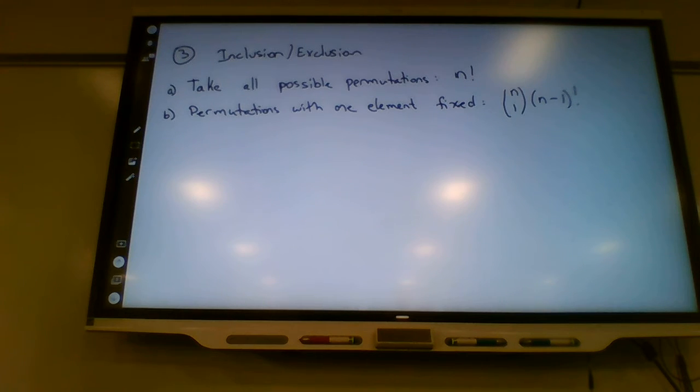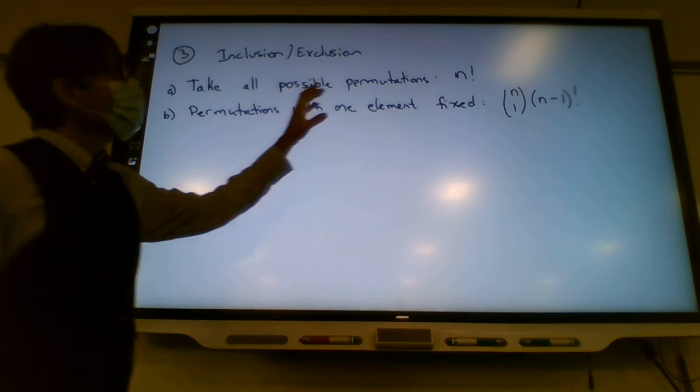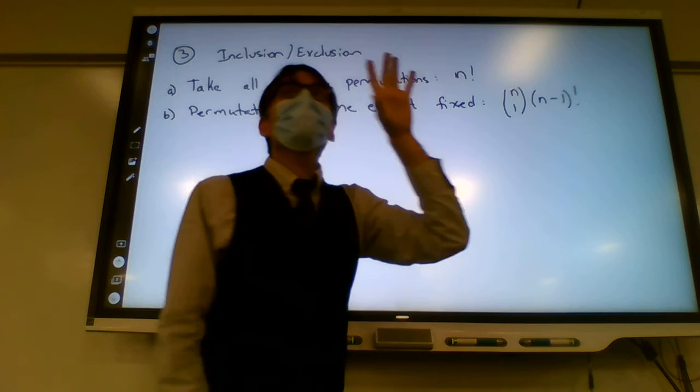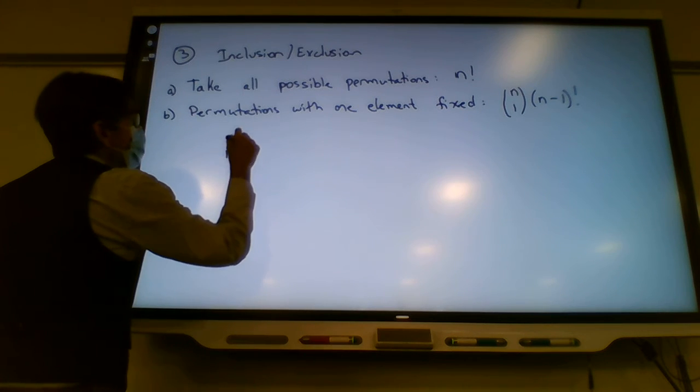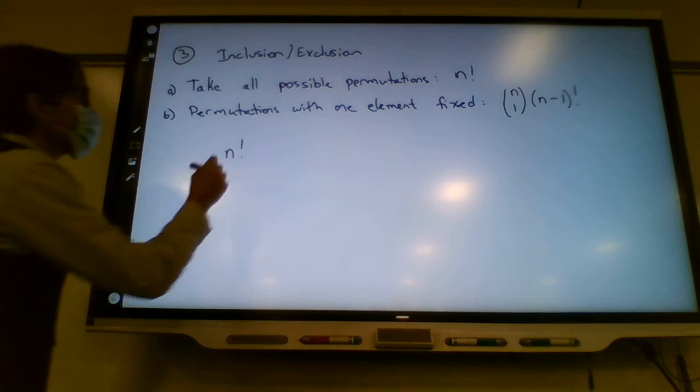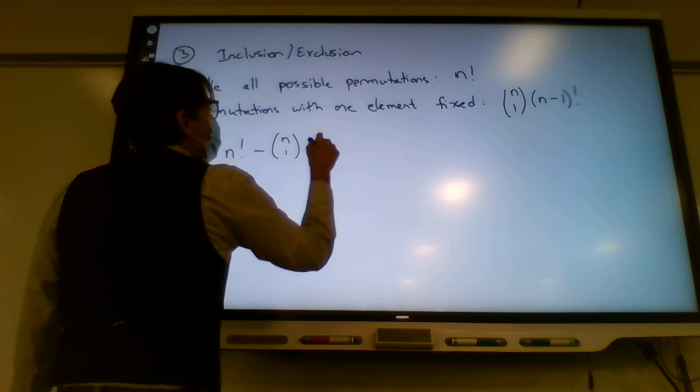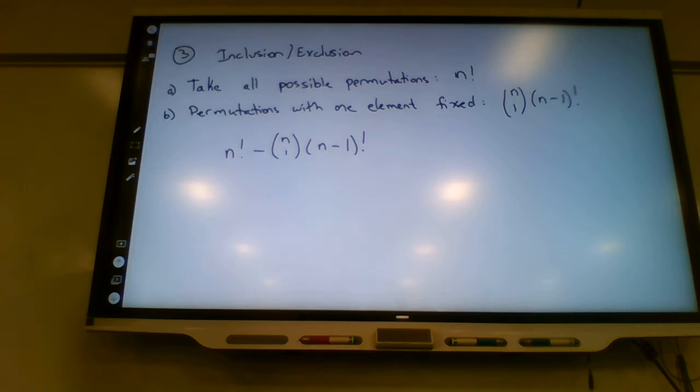Does that make sense? What is this? This is permutations that have one element fixed. So what do we want to do? We want to take those out. We don't want the number of permutations to include these things that have a fixed element. So as our partial step right now, what have we done? We start with all the permutations and we take out the ones that have one thing in the right spot. That makes sense?